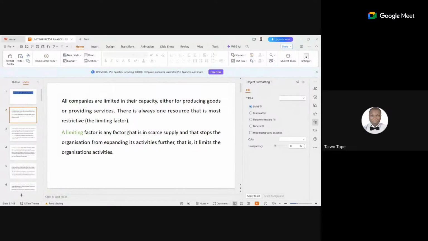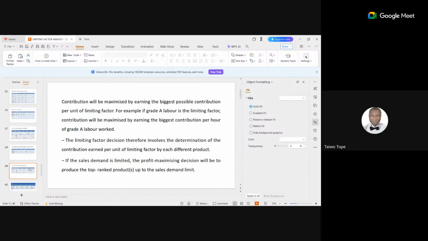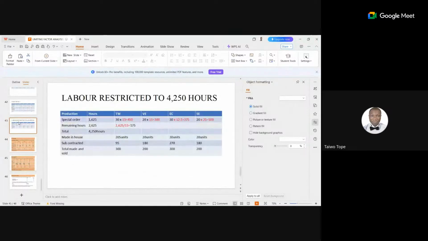So anything that will inhibit your ability, or the ability of an organization, to meet the demand of a customer is a limiting factor. So limiting factors include limited skilled labor, limited raw materials, limited labor hours. So these are some examples of limiting factors. And what are the steps to solve a limiting factor question? Let's quickly show the steps.